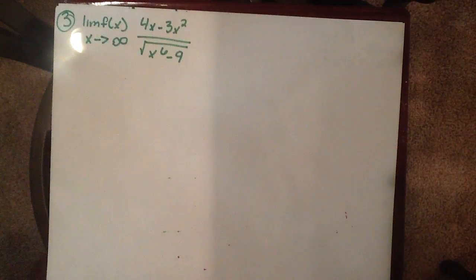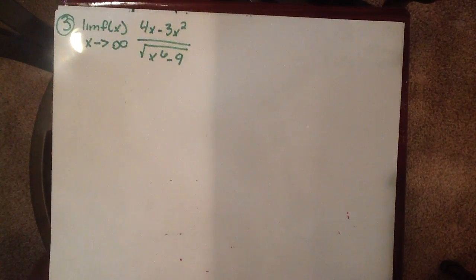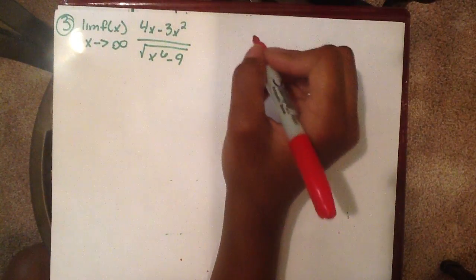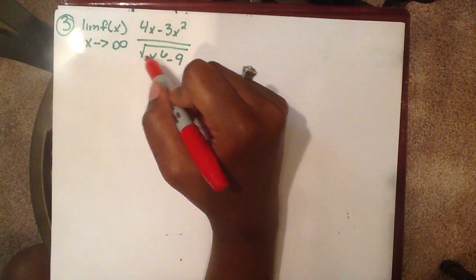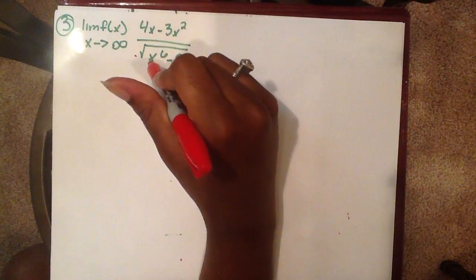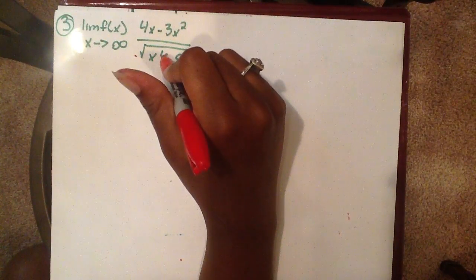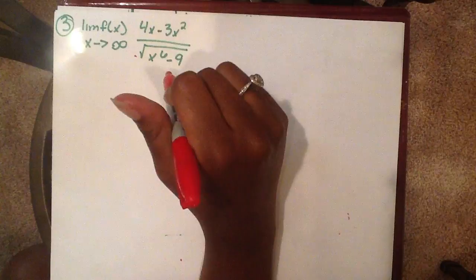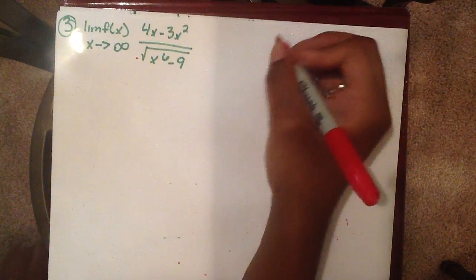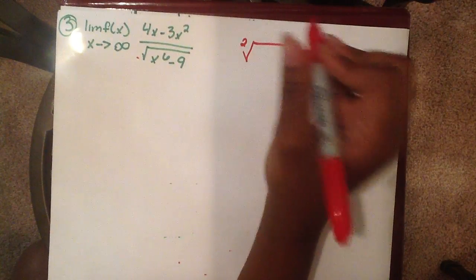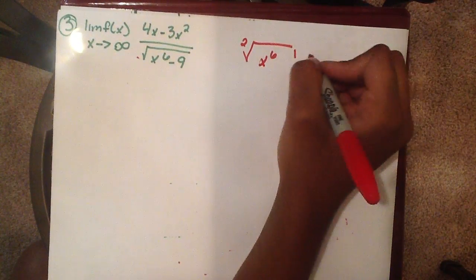On to number 3. We have to find the limit of f of x as x approaches infinity. This was a tricky one. Looking at this, we have a radical, and that's what's going to mess us up. Our largest exponent in the radical is x to the negative 6. But I want to find a way to simplify this. Usually when I see a radical, the first thing I do is rewrite it with a fractional exponent. And we have x to the negative 6.